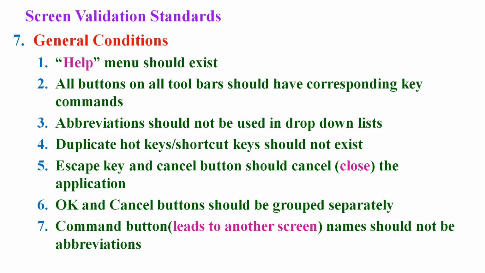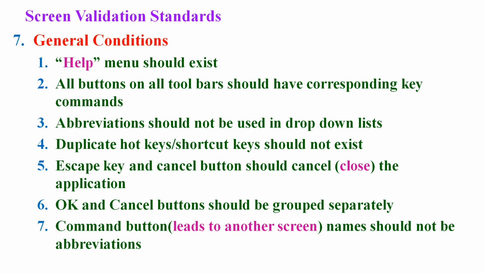Next, these are the general conditions. The help menu should exist, obviously. If you take any window, the help menu should be there. All buttons on all toolbars should have the corresponding key commands. Abbreviations should not be used in the drop-down list. Yes, because if you use abbreviations, the end users may get confused.